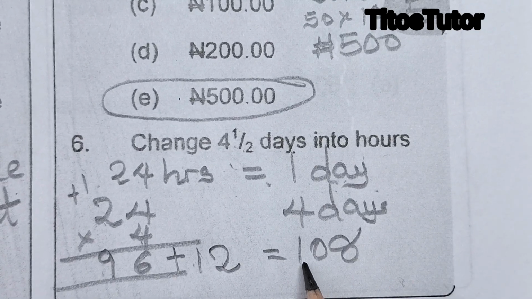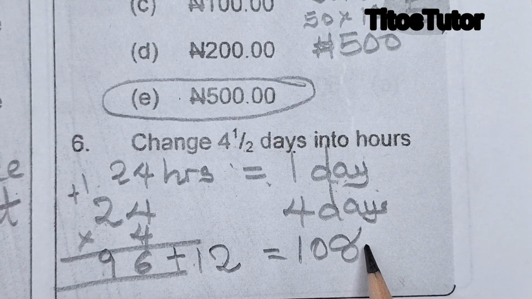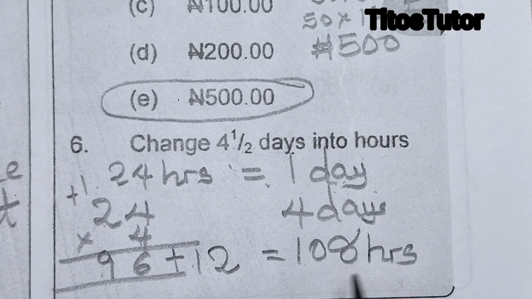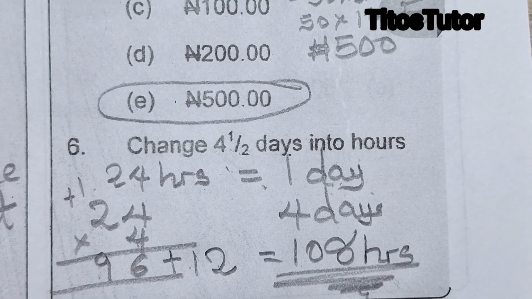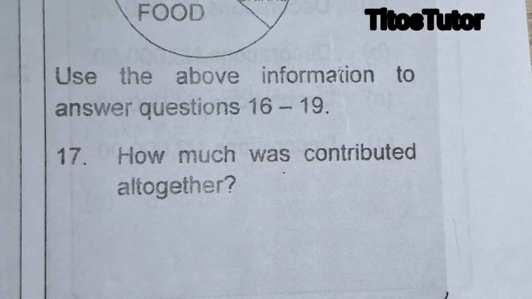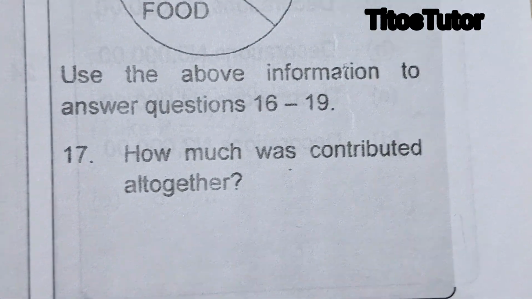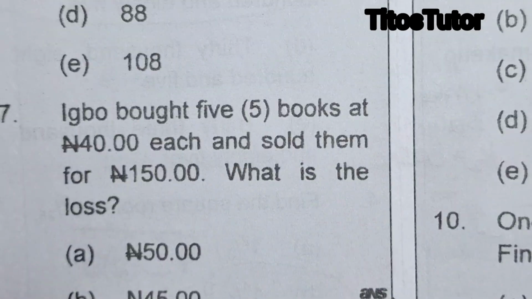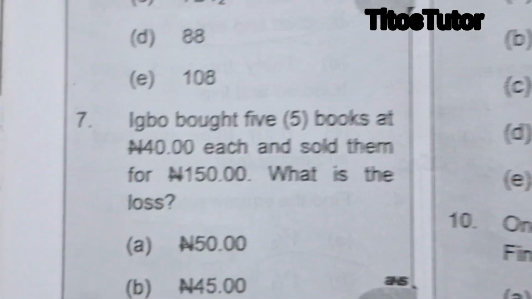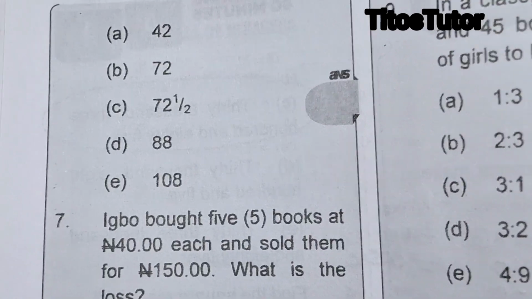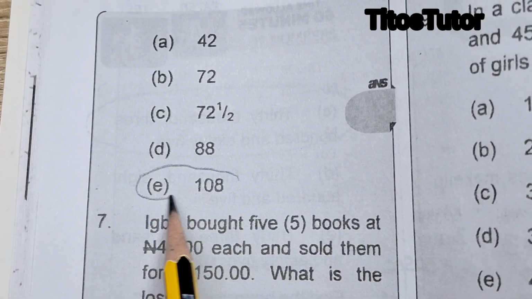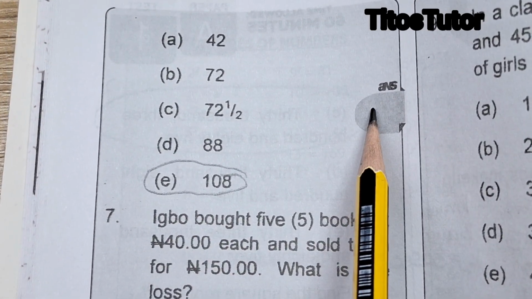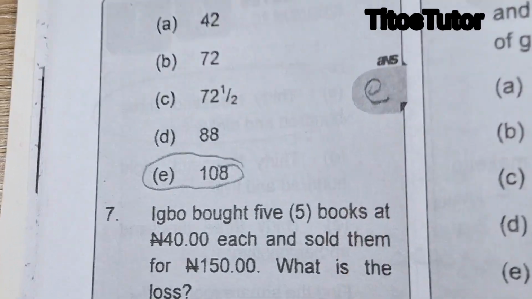So it is 108 hours that make 4.5 days. So let's look for the option that gives me 108. Here it is. The option that gives me 108 is option E. And I am done. Final answer, E.